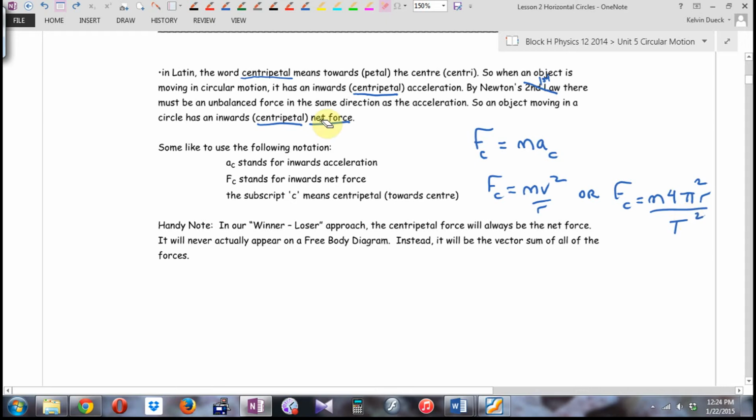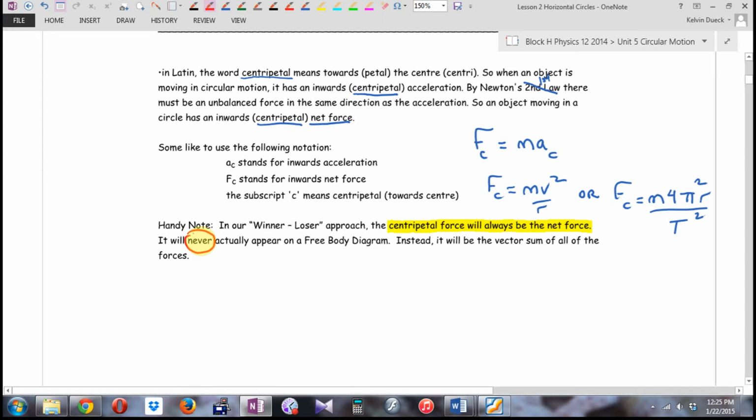The second key: what did I underline here? Those last two words. Net force. So here's the second thing, this is important. In our winner minus loser approach, the centripetal force will always be the net force. And what that means is it will never, ever actually appear on your free body diagram. You will never see an Fc, the same way you never saw an F net.